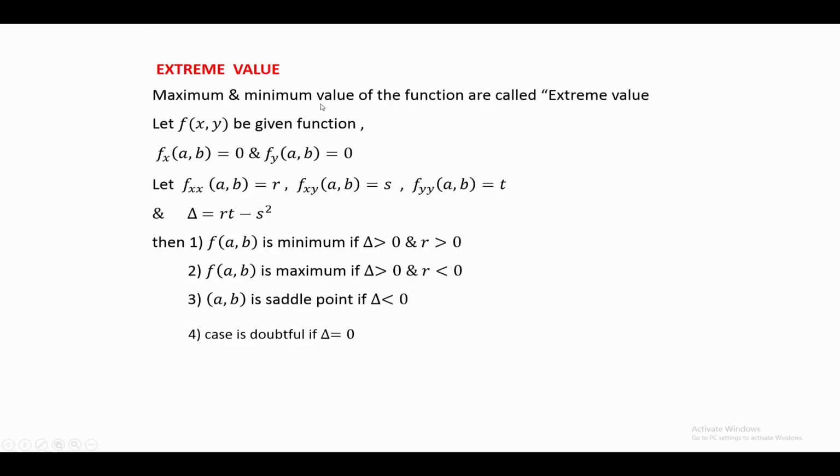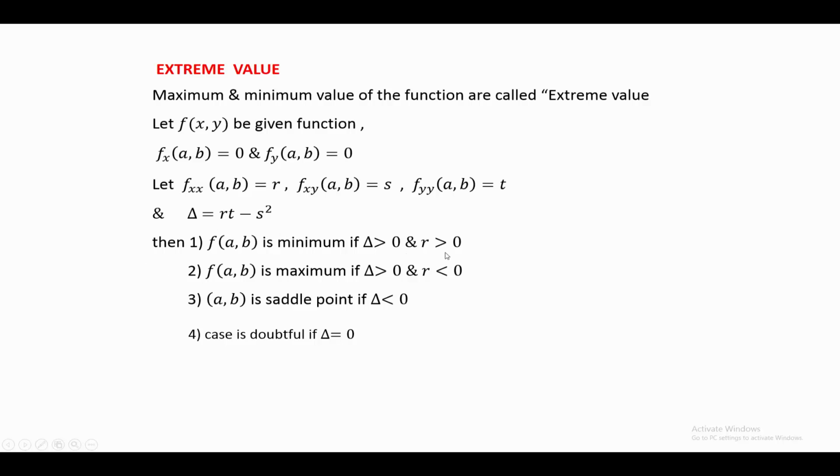So, for extreme values, meaning to find maximum and minimum values, first find the 5 derivatives f_x, f_y, f_xx, f_xy, f_yy. Then take f_x = 0 and f_y = 0 and find the point (a,b). This point is called a critical point or stationary point (a,b). Then find r, s and t, and delta = rt - s².